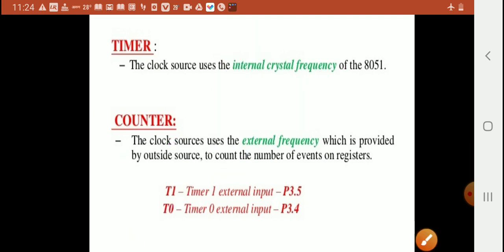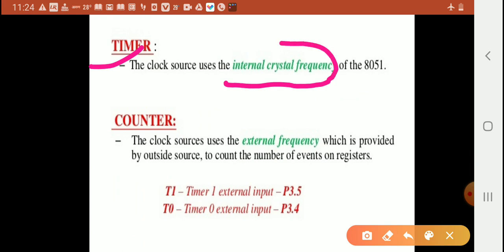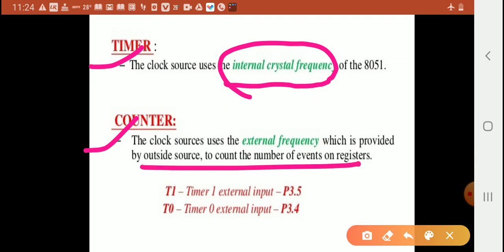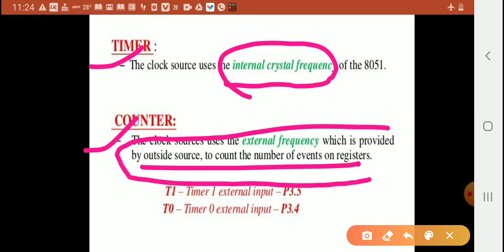So this timer generally uses the internal crystal frequency, right? Counter: the clock source uses an external frequency, which is provided by an outside source, to count the number of events on a register. Every event will be counted on registers.